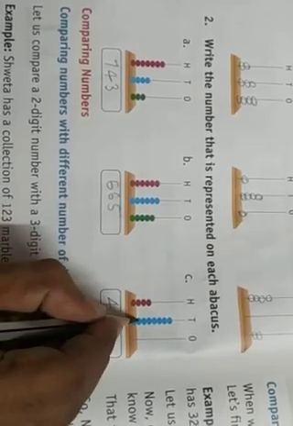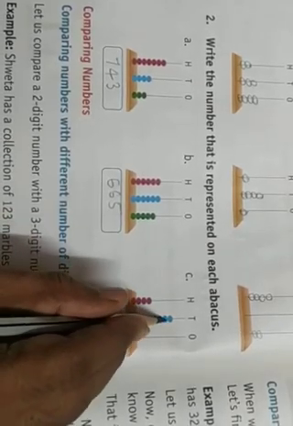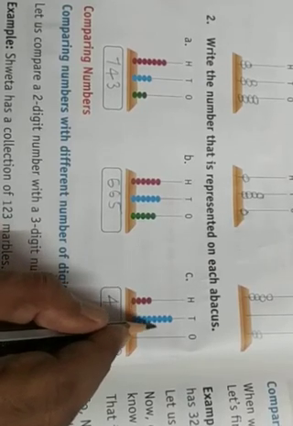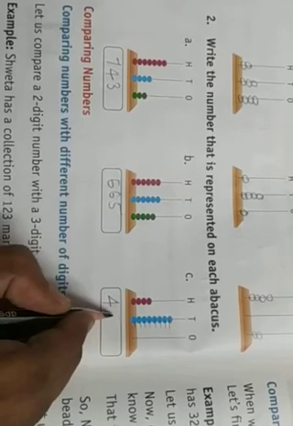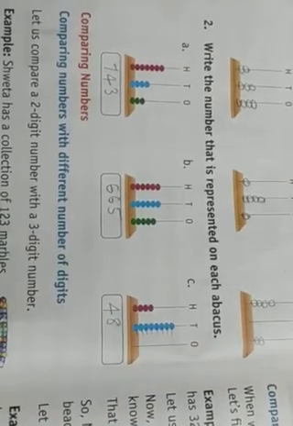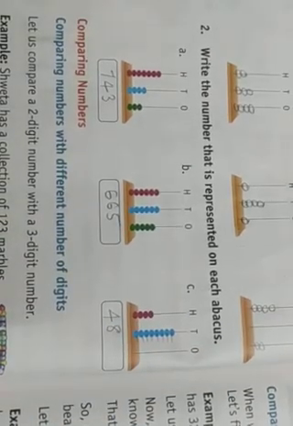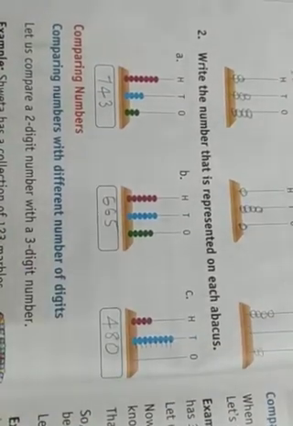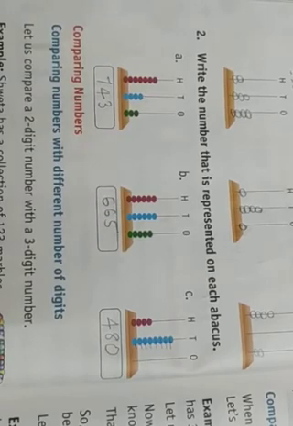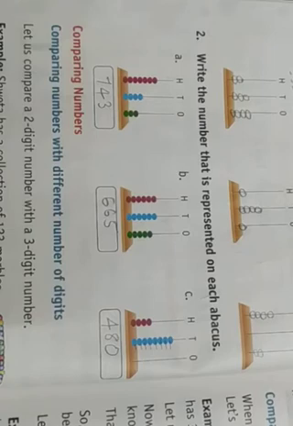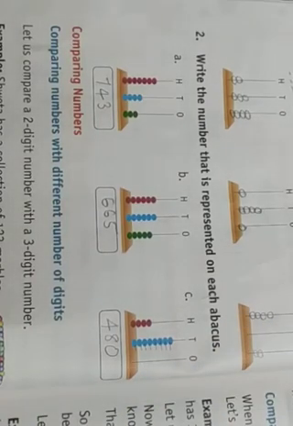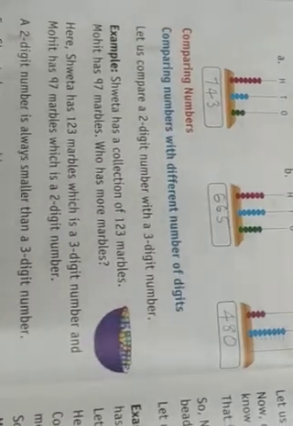Now 1, 2, 3, 4. 400. Then 1, 2, 3, 4, 5, 6, 7, 8. 80. At the ones place, no beads are there on the spike, so we need to write 0. In the number, we have to represent 0. So the number is 480. 480, right? Any doubts in this? No doubt, right?